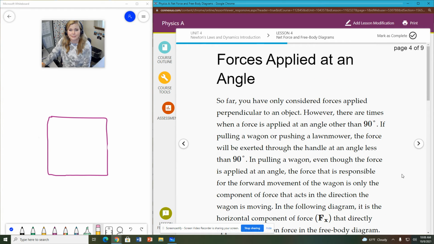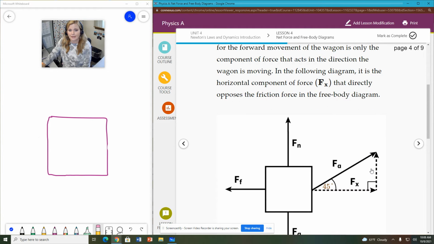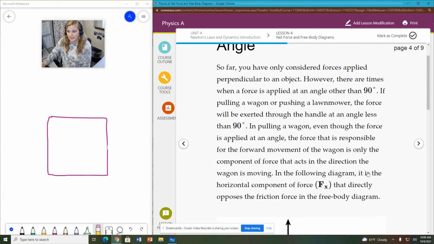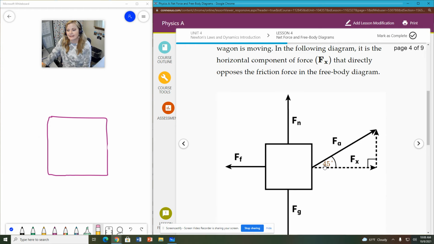Okay, so again, pretty simple so far, right? The tricky part comes when we look at forces that are applied at an angle. When forces are applied at an angle, we need to do a little bit of trigonometry to figure out what the net force is on that particular object, whatever that angle is. So we have to take this angle and break it down into its x and y components.